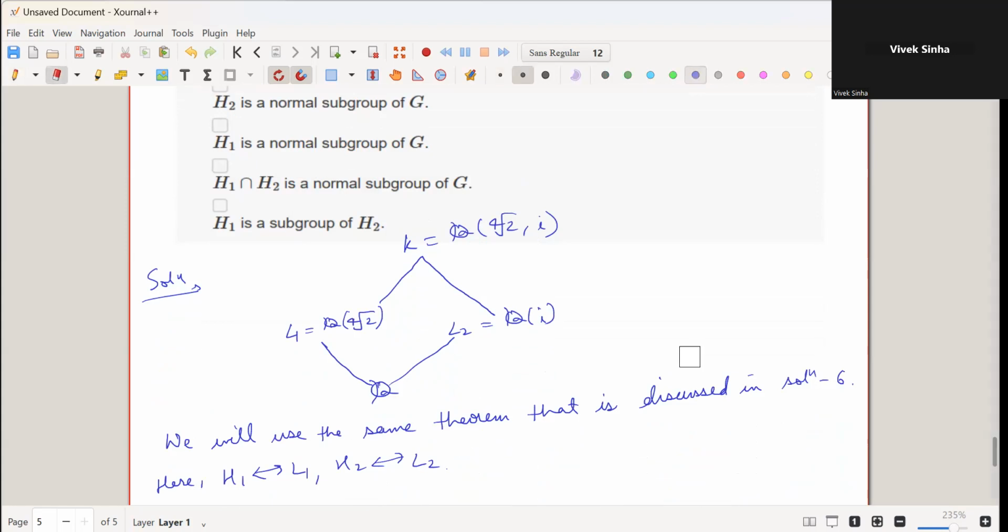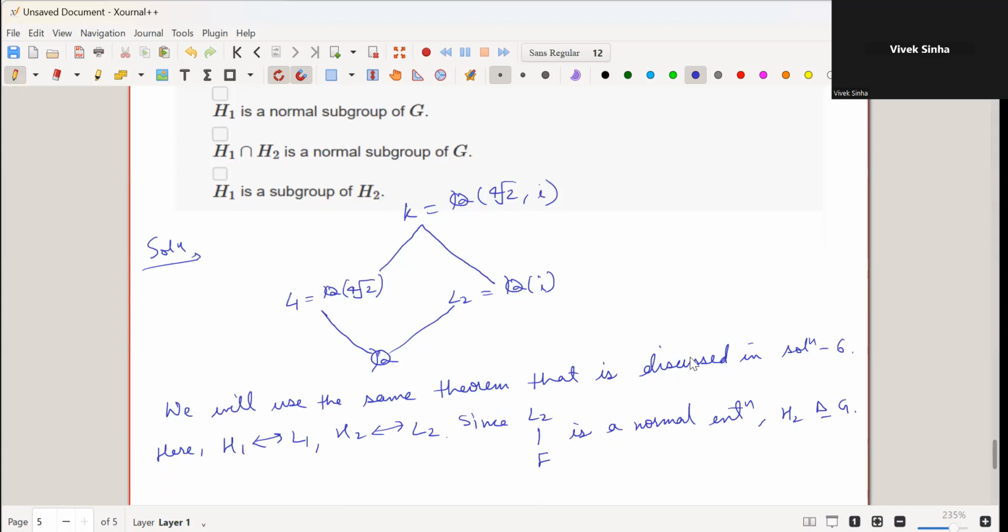Since L2 over F is a normal extension, that's why the corresponding subgroup, that is H2, is normal in G, right? The first option is correct.